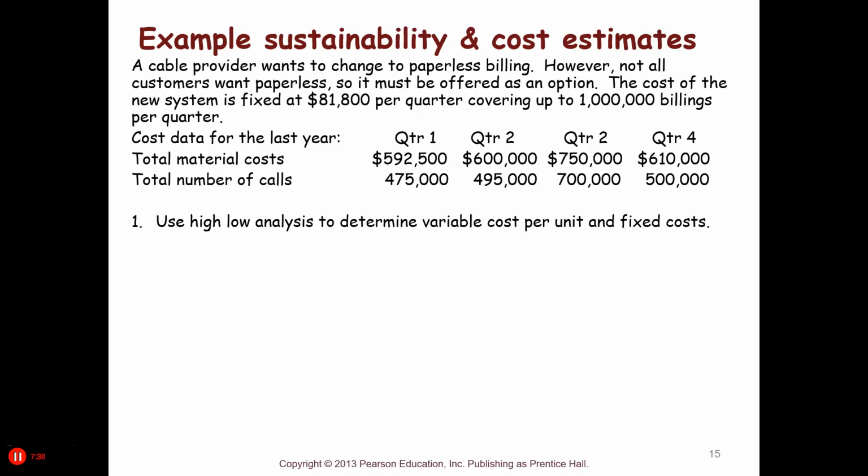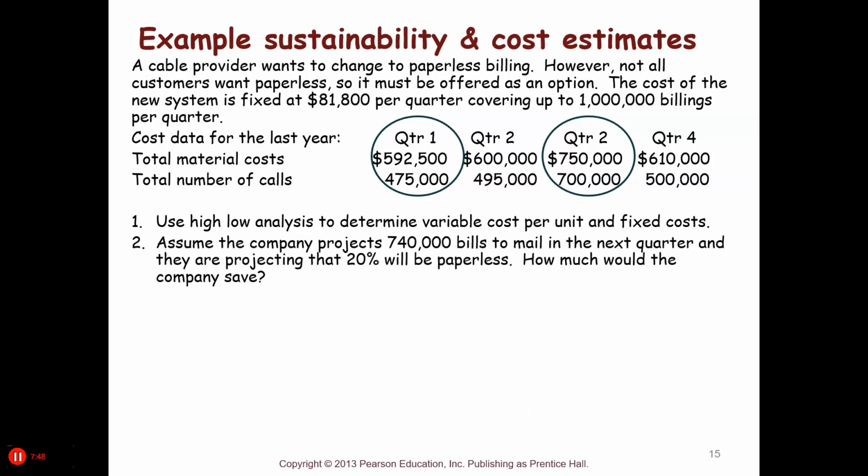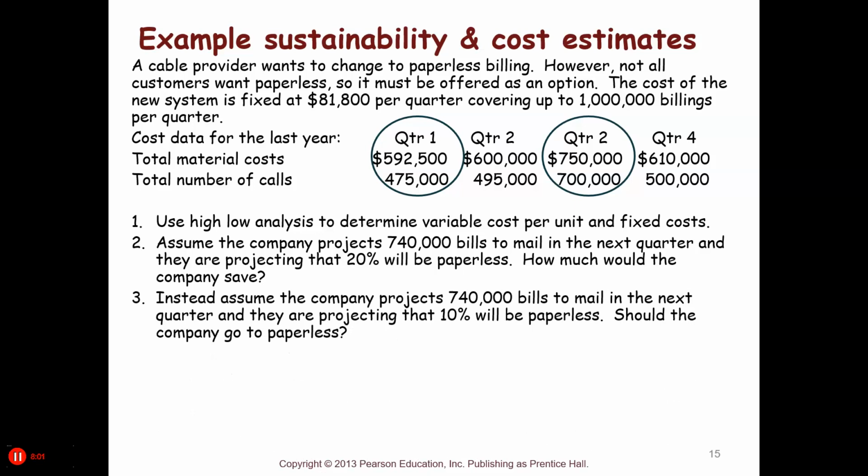Now, if you look at this, the first thing you want to do is say, okay, here's the lowest and here's the highest. So those are the 2 data points we're going to be looking at. Then we're going to assume the company projects 740 bills to mail in the next quarter, and they are hoping that 20% will be paperless. Does that make the decision a good one? What happens if it's only 10%? So let's do our high-low analysis first, and then we can look at the effect of the volume.